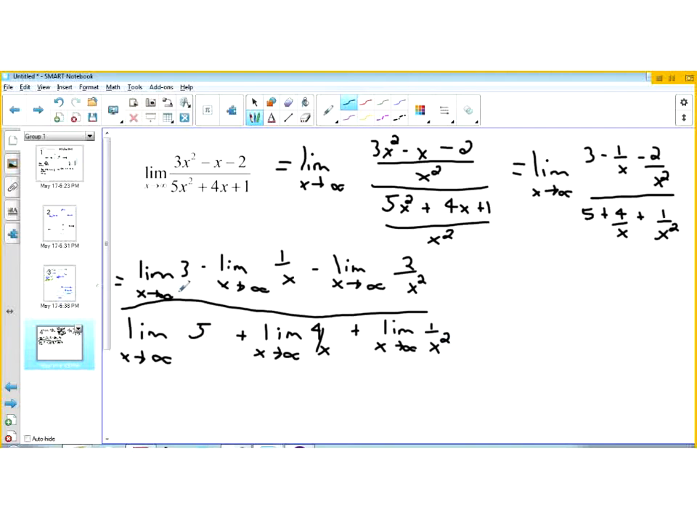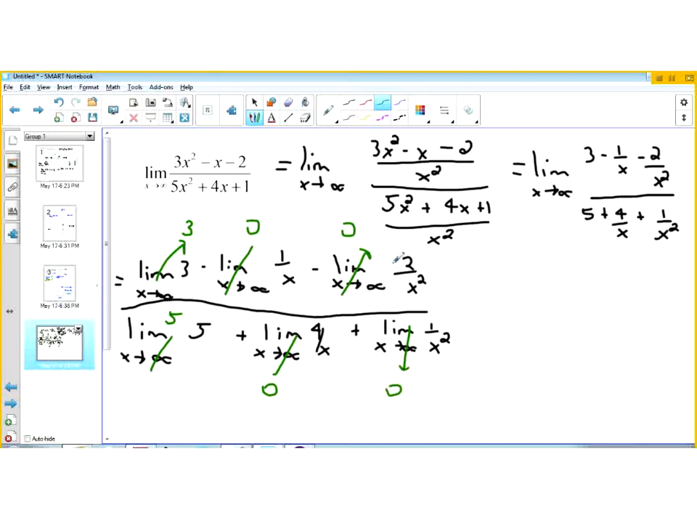Okay, now we go ahead and evaluate each of the limits. We know that the limit of a constant is the constant itself. And we know from the previous theorem, in this case r is 1, so that term goes to 0. And in this case, for this limit, r is 2 from the previous theorem. And the limit of a constant is the constant itself. And we know that goes to 0. And we know that goes to 0.